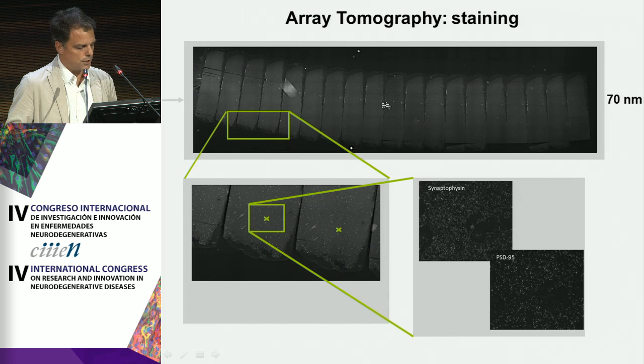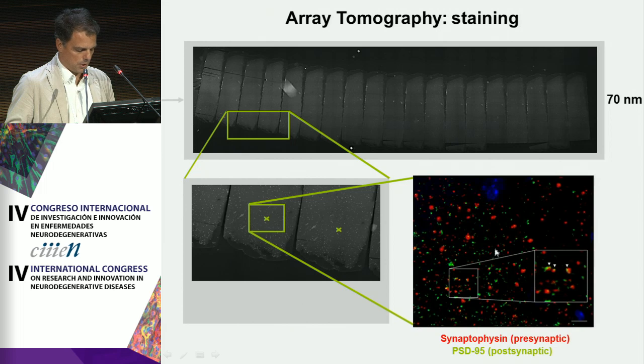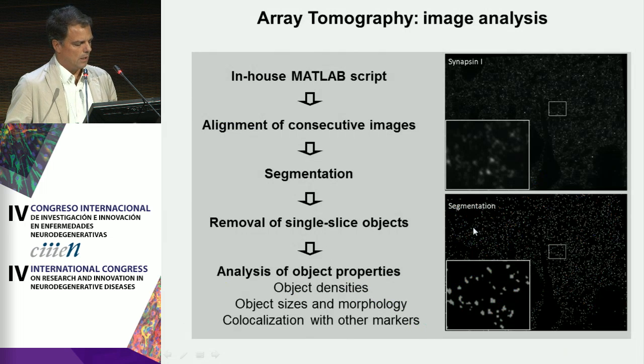This is an example of a ribbon. Here you can see the different sections, and then you stain with, in this case, a presynaptic terminal marker, synaptophysin, and a postsynaptic marker, PSD95, and then you get an image like this, where you see the different synapses. Here you can see in blue the nuclei, and the different synapses in red and red-green, depending on the marker that you're looking at.